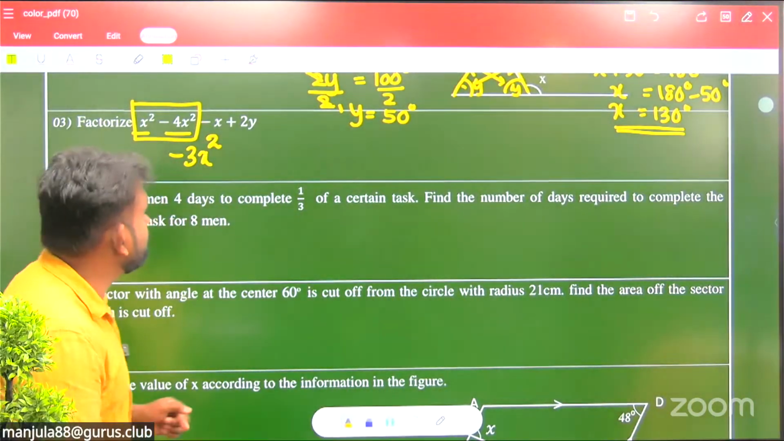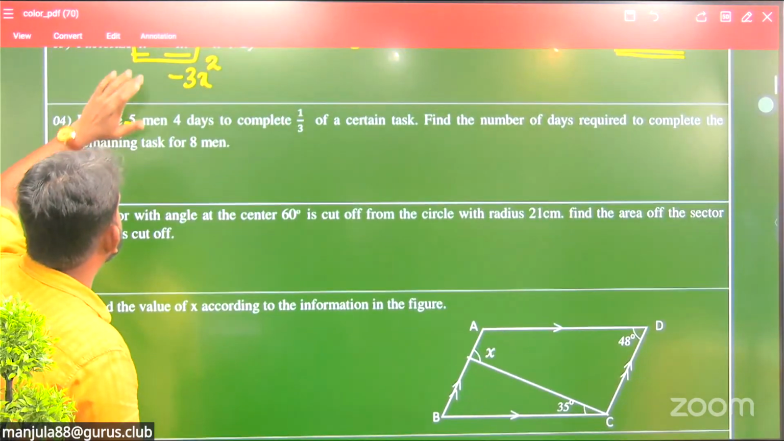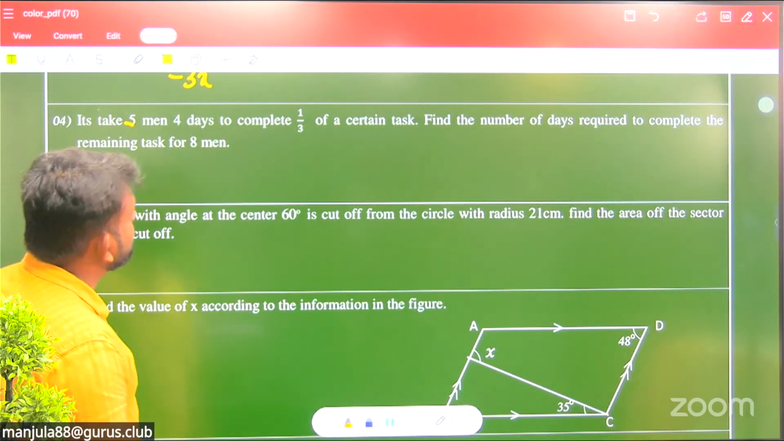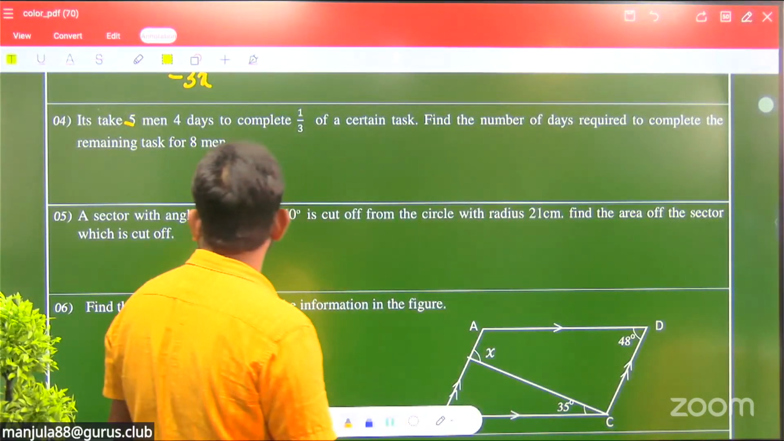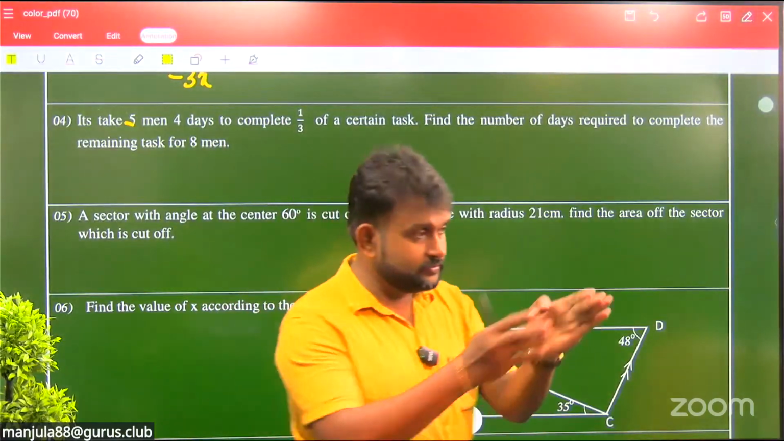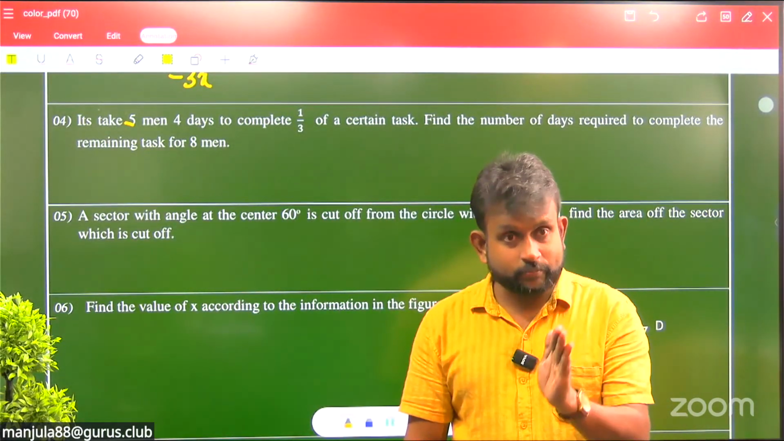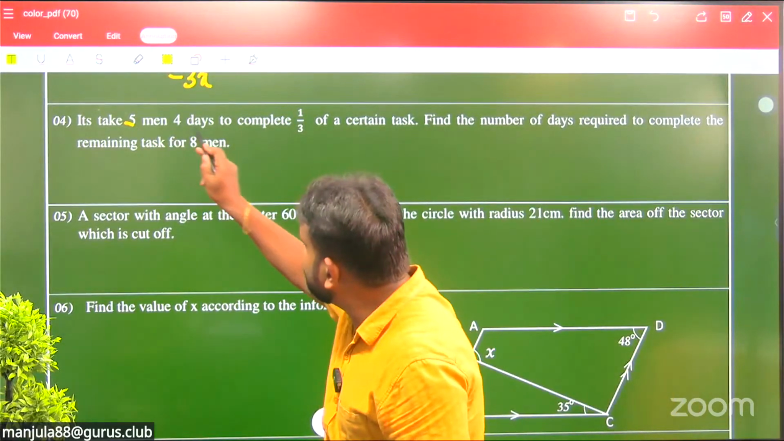Question number 4. It takes 5 men 4 days to complete one third of a certain task. Find the number of days required to complete the remaining task with 8 men. Don't get confused by this. Many things are explained within one scenario. Think one by one. So 5 men, 4 days.